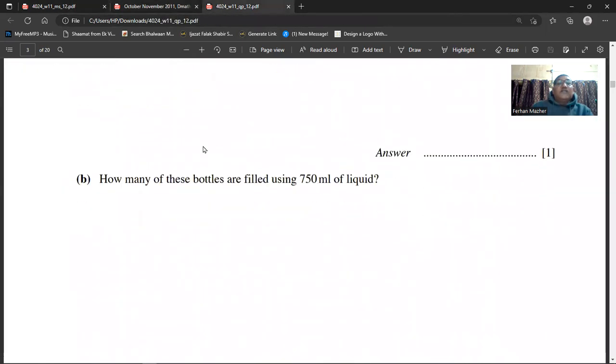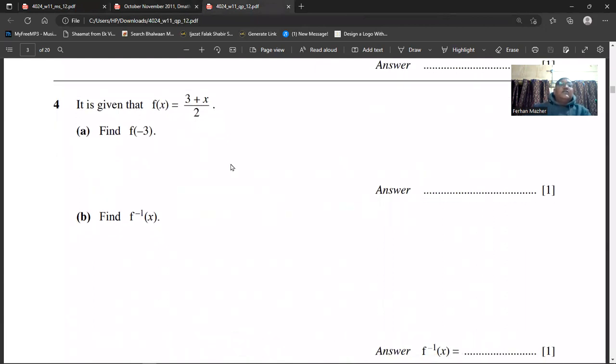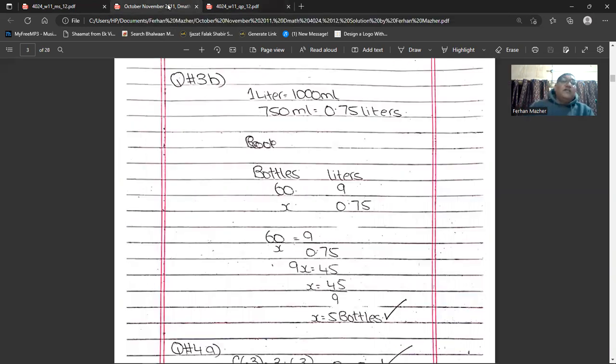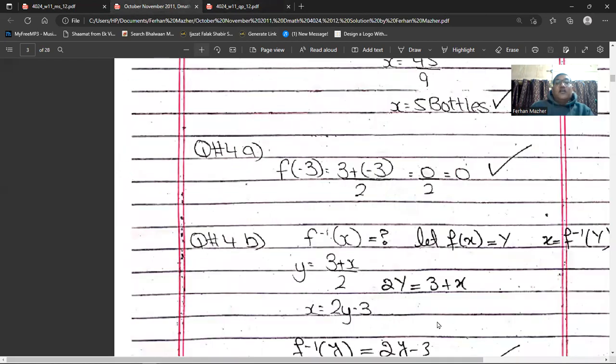Okay, so let's go to the next part. Here we go. It is given, that's question number 4. It is given that f of x is equal to 3 plus x, and the whole thing divided by 2. Find f of minus 3. So f of minus 3 means that in that function, wherever there is the x, substitute it with minus 3.